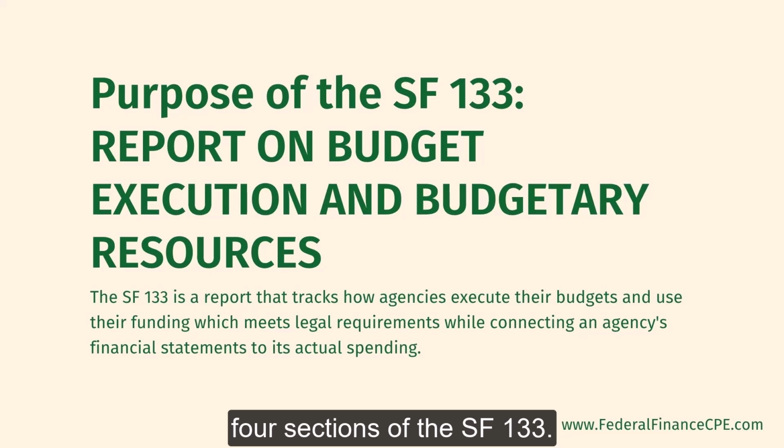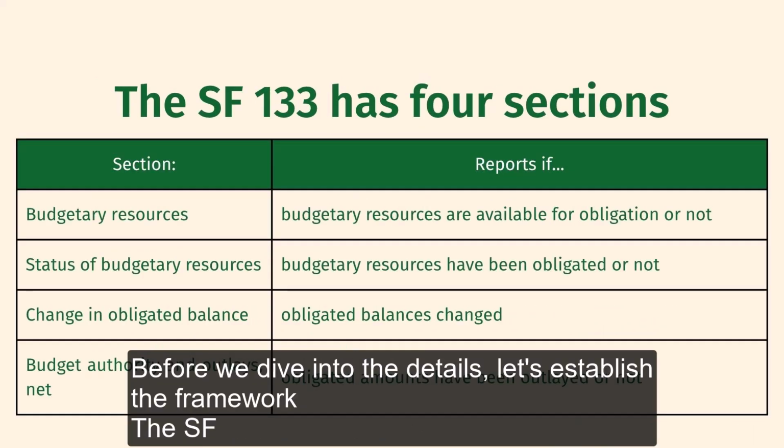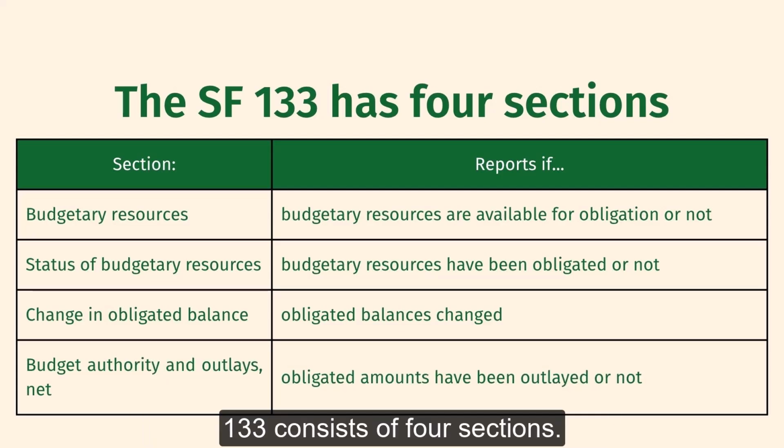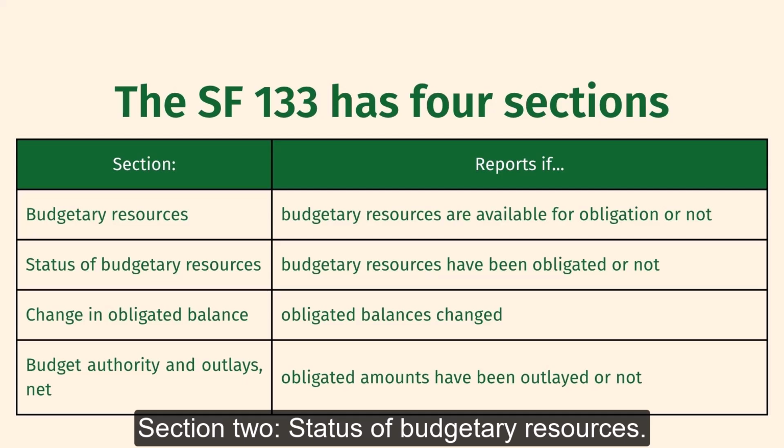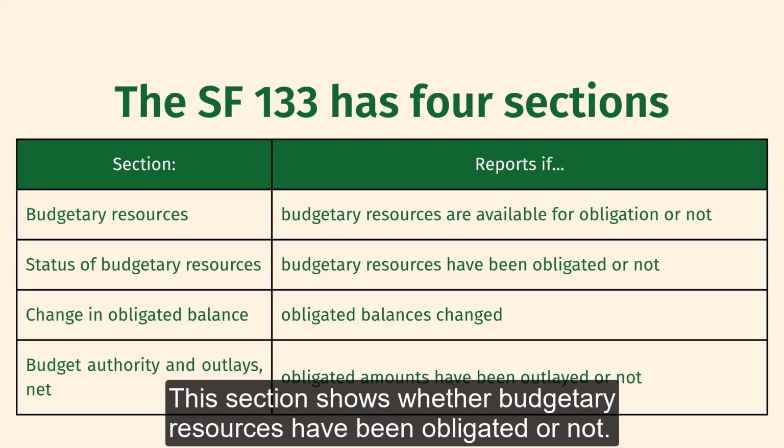There are 4 sections of the SF-133. Before we dive into the details, let's establish the framework. The SF-133 consists of 4 sections. Section 1, Budgetary Resources. This section shows whether budgetary resources are available for obligation or not. Section 2, Status of Budgetary Resources. This section shows whether budgetary resources have been obligated or not.